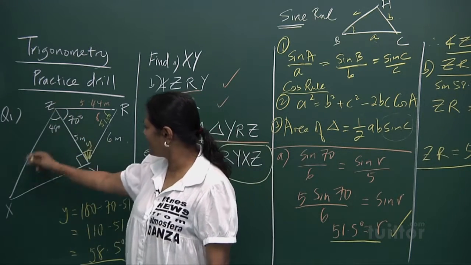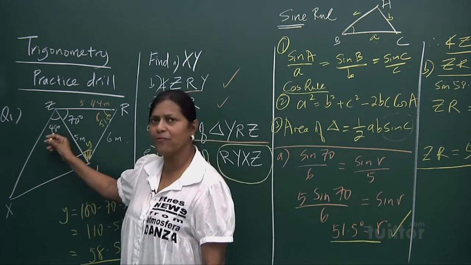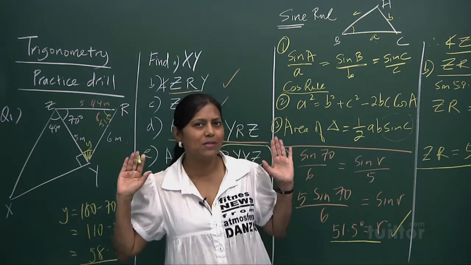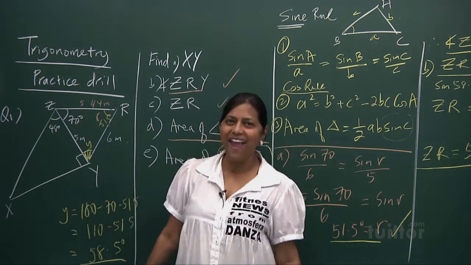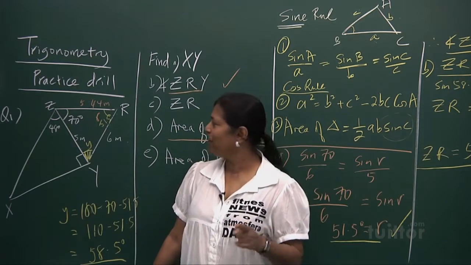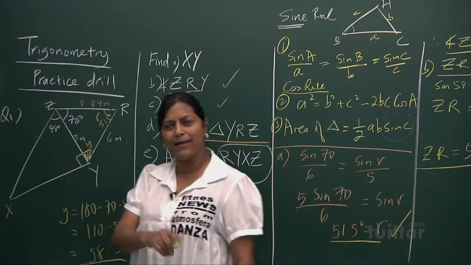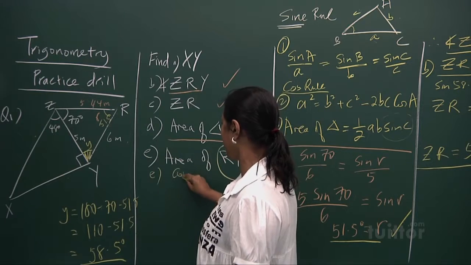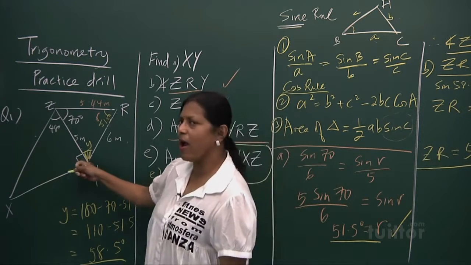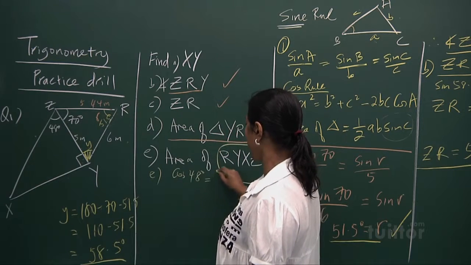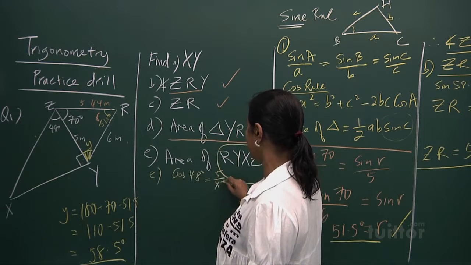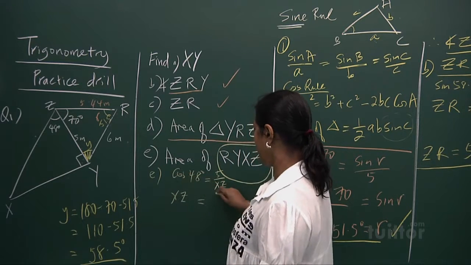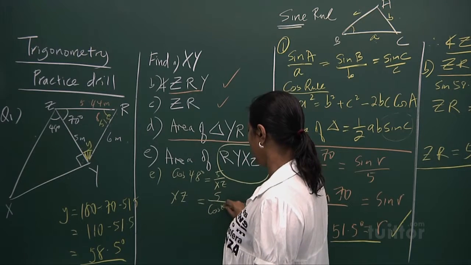Or if you want to work this out, you can also do half AB sine 48. Very easily you can work out XZ. What do you use? SOH CAH TOA. You use cos 48 degrees, remember? Let's try it out. Now we look at it again. We said cos 48 degrees. Because this is a right angle, you get 5 over XZ, and XZ will be, bring it over, 5 divided by cos 48.